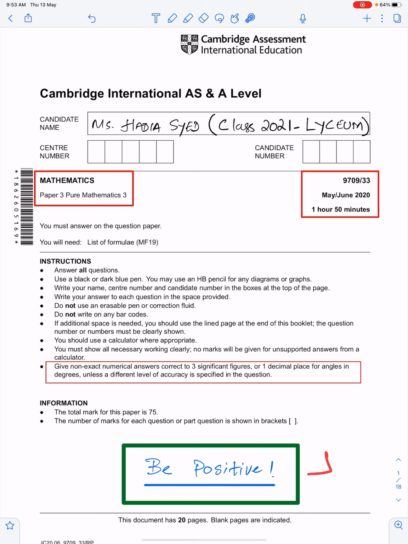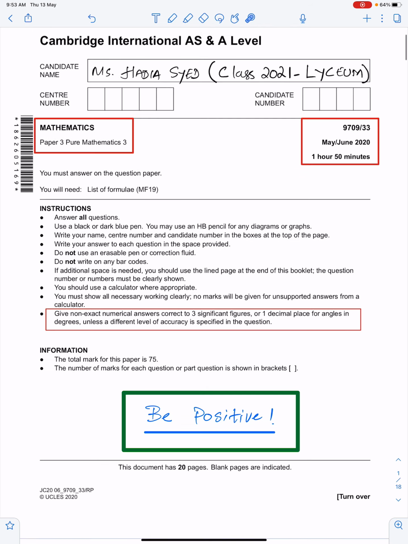An important advice for me and for everyone, we should be positive. 2 important tips to solve the paper in a good way. Number 1, read questions carefully. Number 2, avoid careless mistakes.